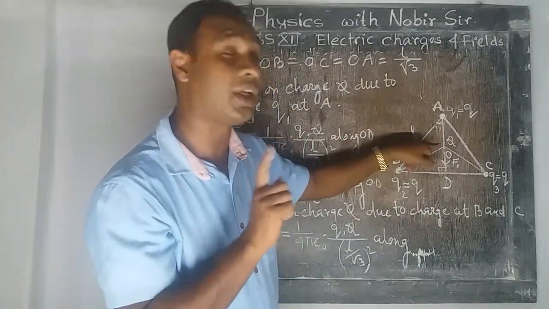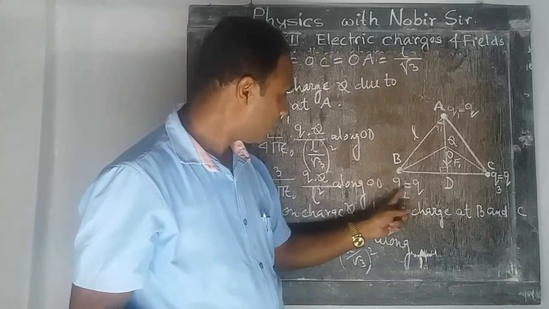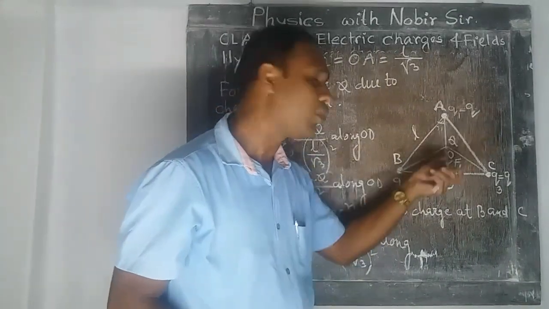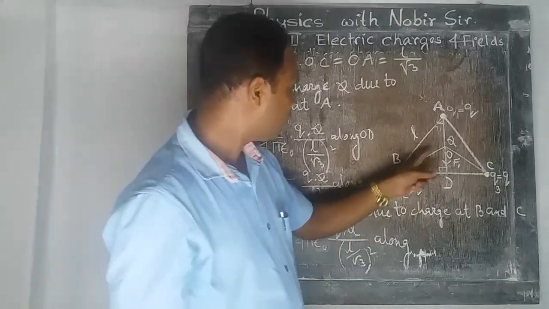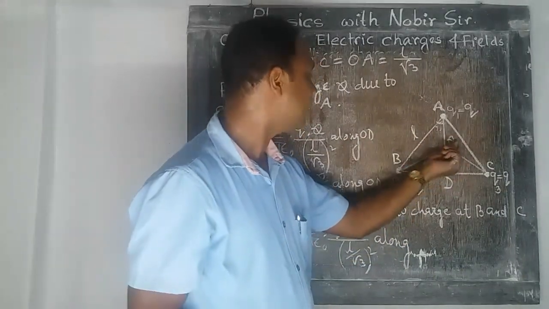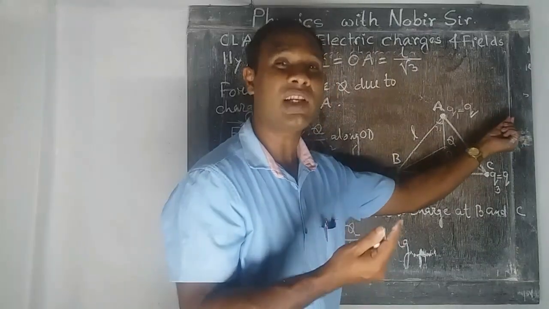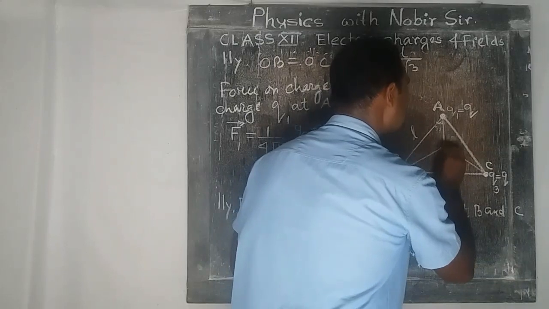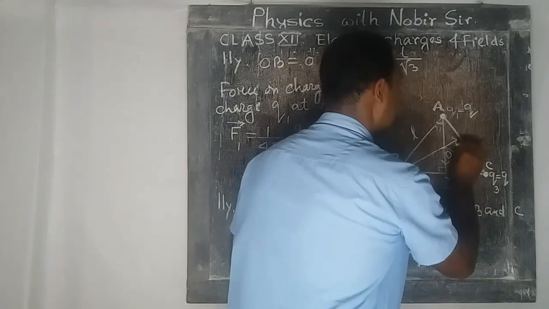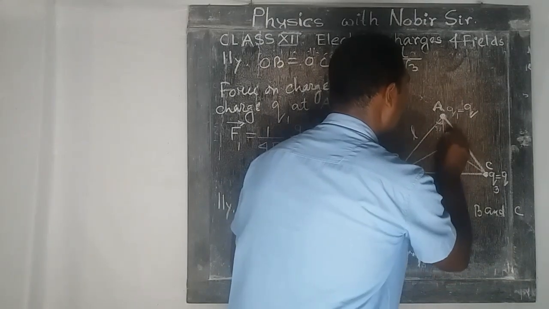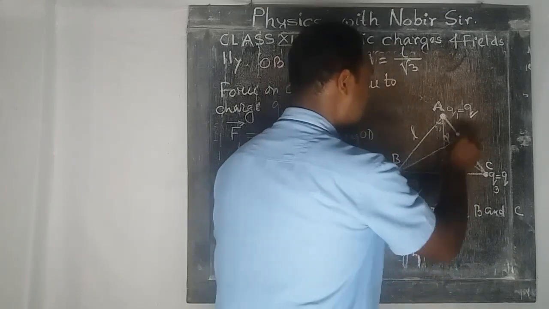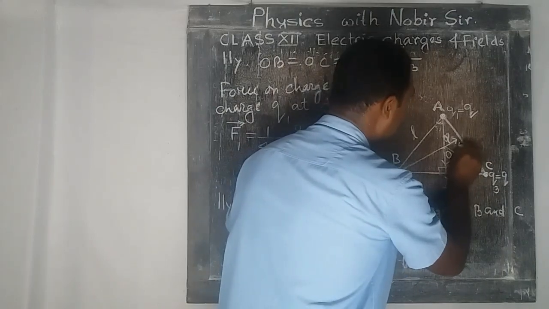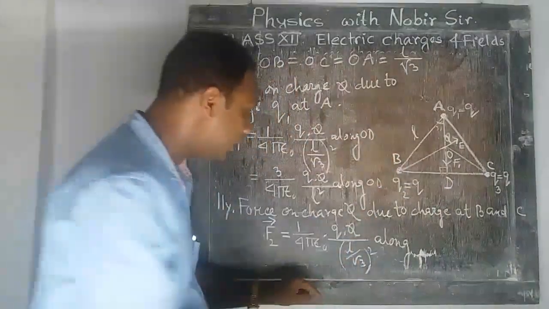What force will this charge apply on the other charge, and what will be the direction of that force? This is a positive charge, this one is also a positive charge, so will it push or pull? That is the important point. Positive and positive, so it will push, meaning repulsion, and it will move in this direction, along OE.